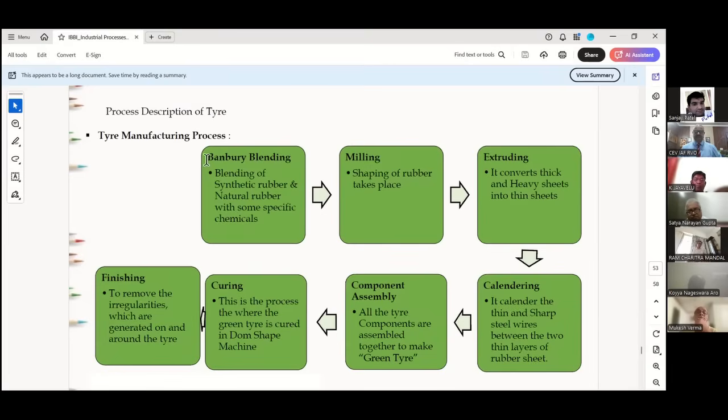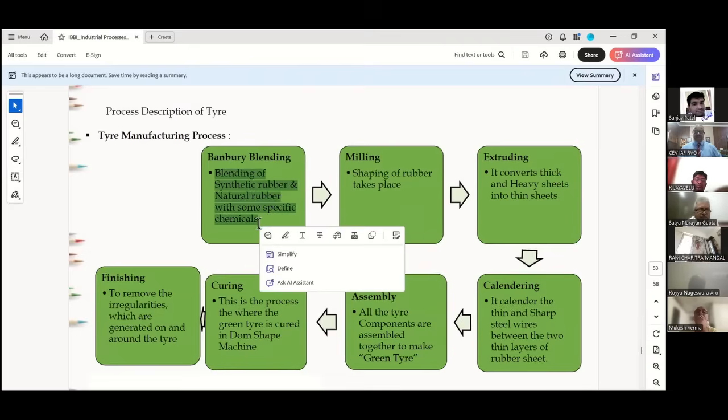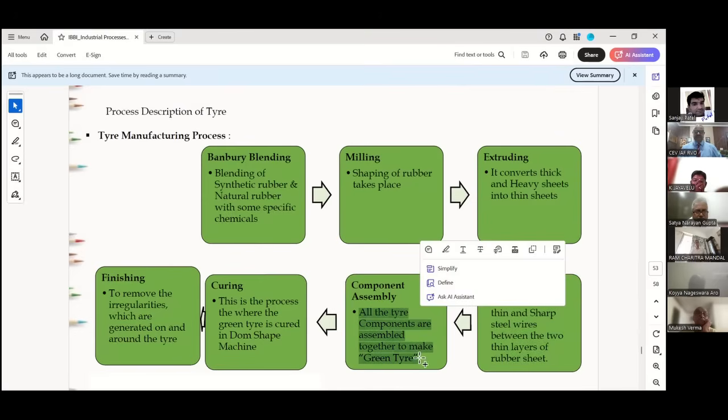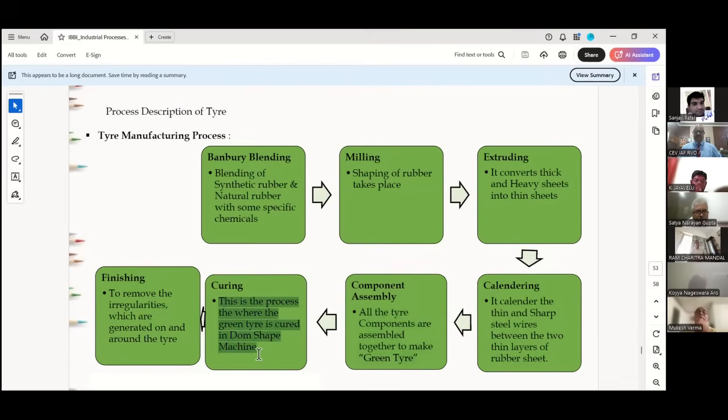Okay, so Banbury mixing. Here synthetic rubber, natural rubber and some chemicals are mixed. Shaping of the rubber takes place. In the extruder, heavy sheet formation happens. In the calendering machine, steel wire layers go. Components together make a green tire. And in curing, it gets the shape of the tire and is removed.